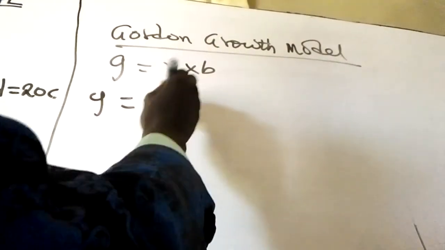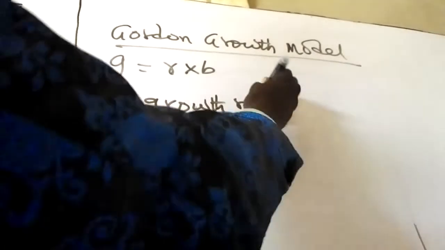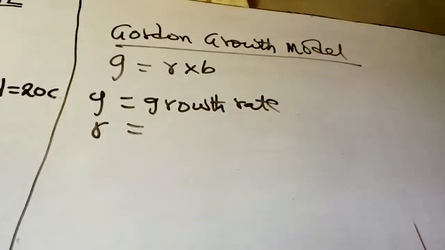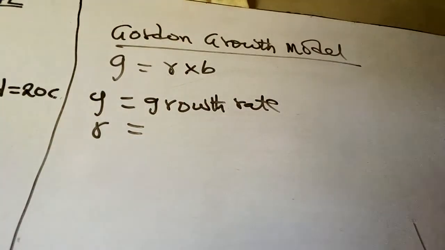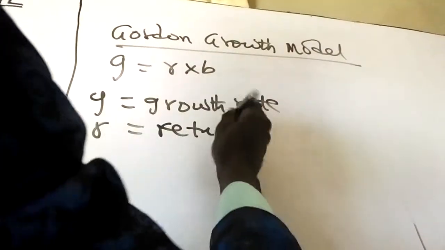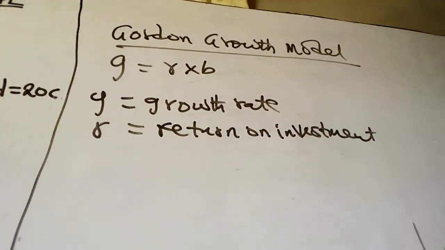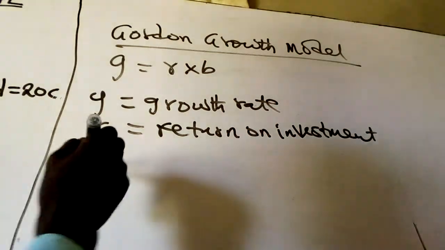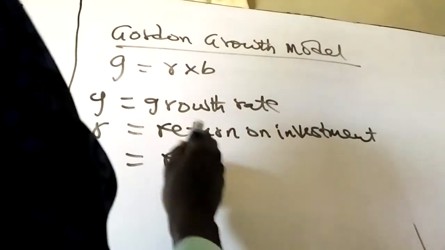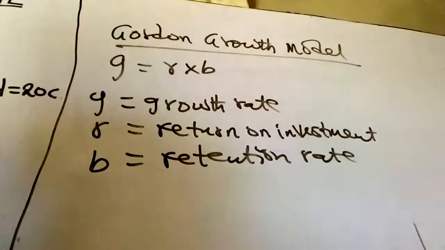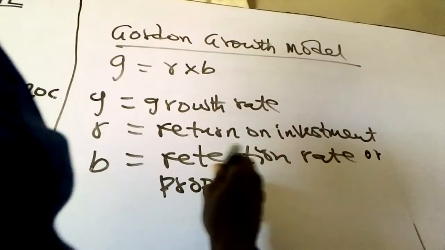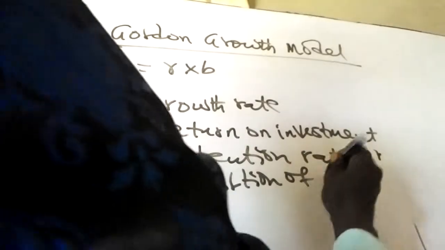G is growth rate. R is return on investment, or your accounting rate of return. B is retention rate, or proportion of earnings retained.